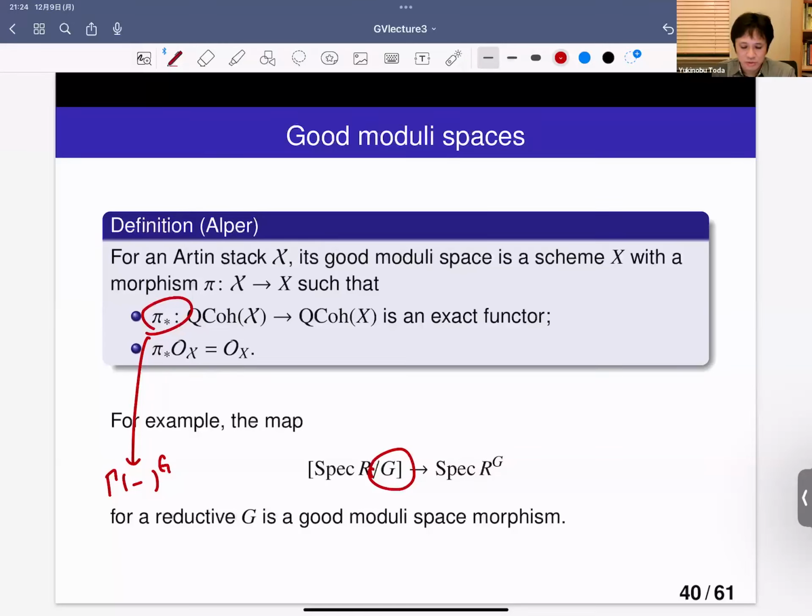And this one is also fine because, from the definition of π upper star of the stack, O_X is nothing but R, and the π lower star is nothing but taking the G-invariant part. So this is nothing but the structure sheaf from the downstairs. In this way, it gives some generalization of this map.